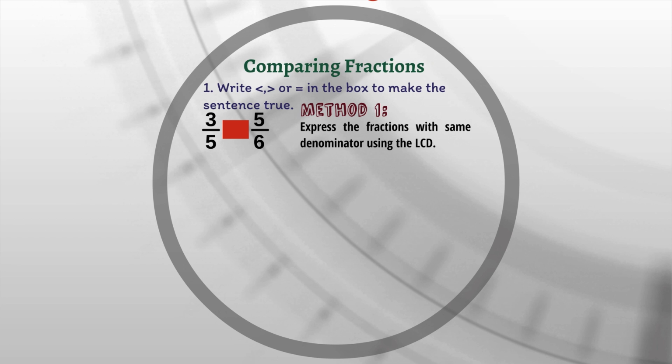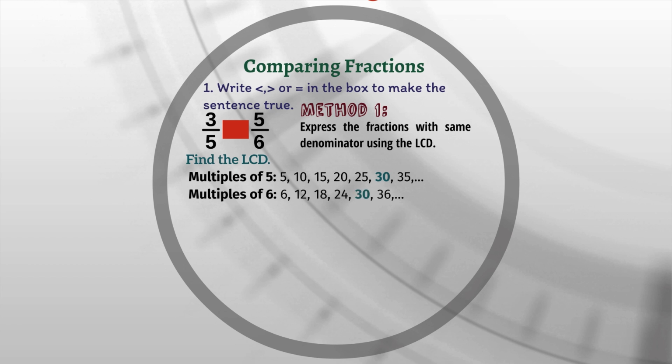Since this method uses LCD, the first thing we need to do is find the LCD. To find the LCD, we need the multiples of the denominator. The multiples of 5 are 5, 10, 15, 20, 25, 30, 35, and so on, while the multiples of 6 are 6, 12, 18, 24, 30, 36, and so on. As you can see, the common multiple is 30, and it is the least. Then the LCD of 5 and 6 is 30.